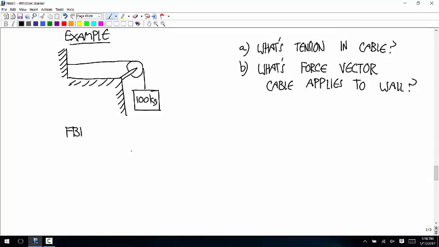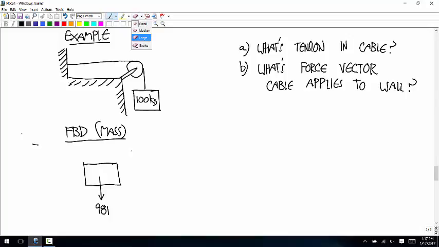So a free body diagram of the mass. There's a downward force equal to the weight, so 981 newtons down. And then the only other place the outside world contacts the boundary is where that cable connects. And so there's a force like that that's equal to T. And we're trying to find that value T.